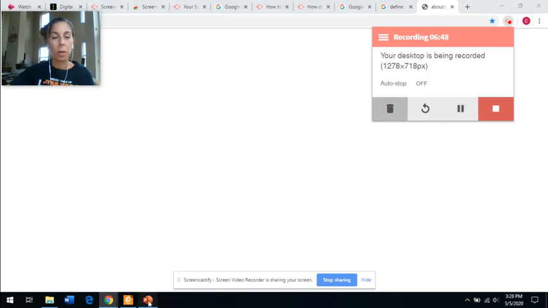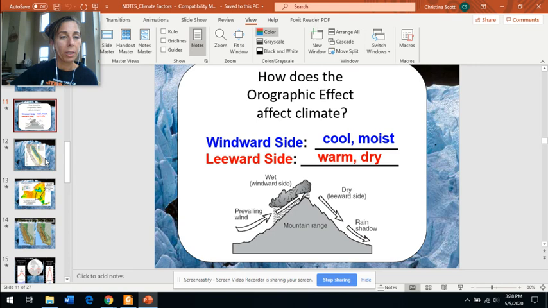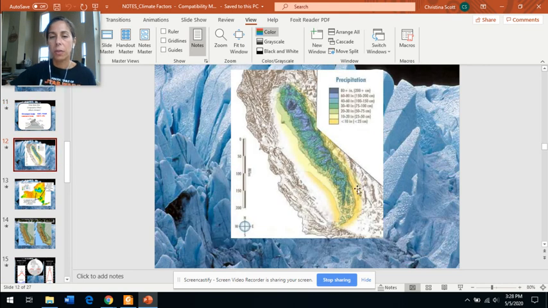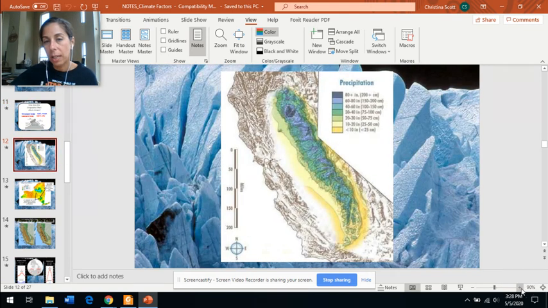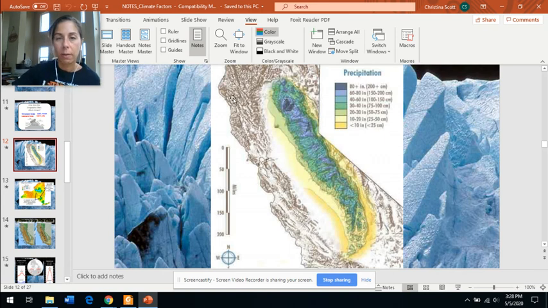Okay, so one more factor. Oh no, actually an example. This is a great example. So you can kind of see, this is the state of California, right? This is the Pacific Ocean, and this is the state of California. Over here, this is Nevada, and we have a precipitation scale. And you could see that the bluer it gets, the more precipitation there is.